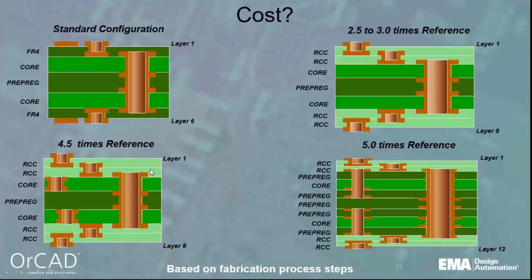But as you start to go into these other configurations, where you can see that we've got blind and buried vias internally, it's going to take a lot more time manufacturing these designs, because they've got to go through these layers, specifically one layer at a time, to build these up. So cost is definitely going to be an issue when you're dealing with this kind of technology.